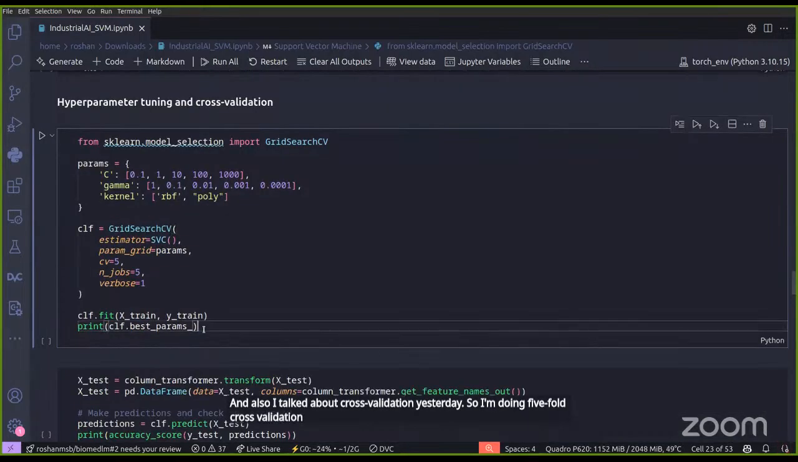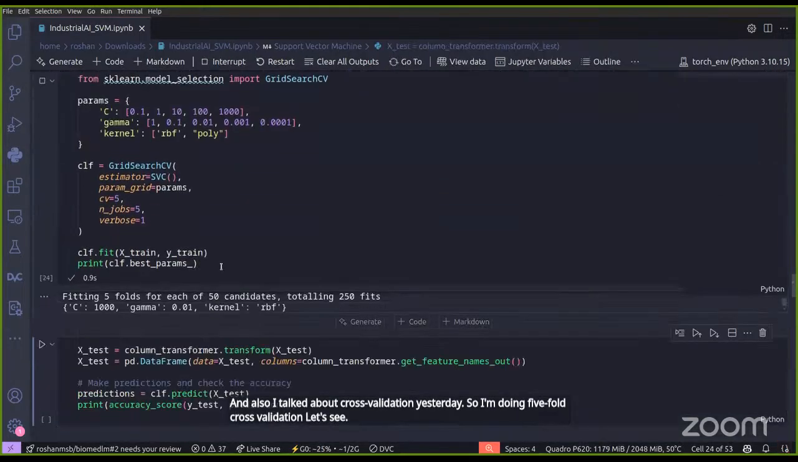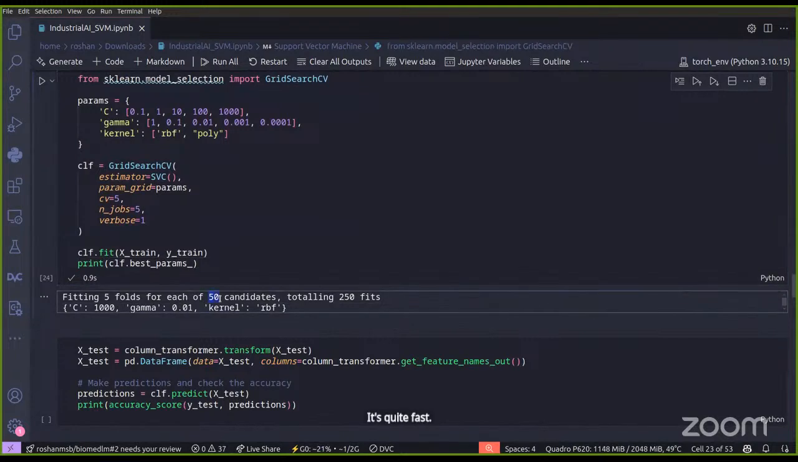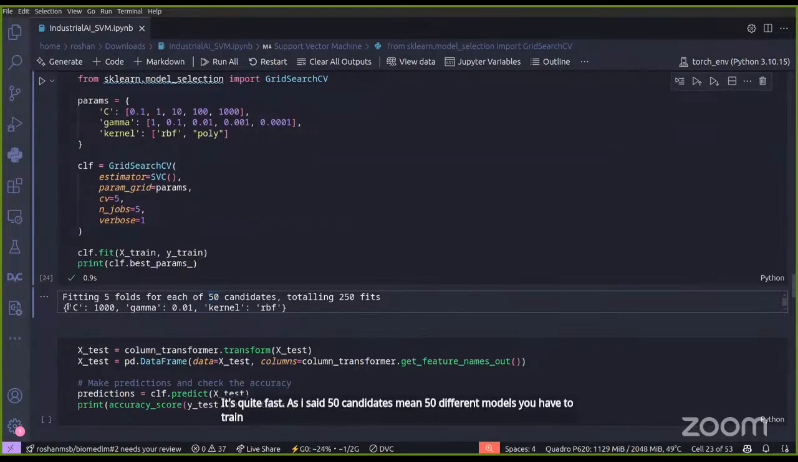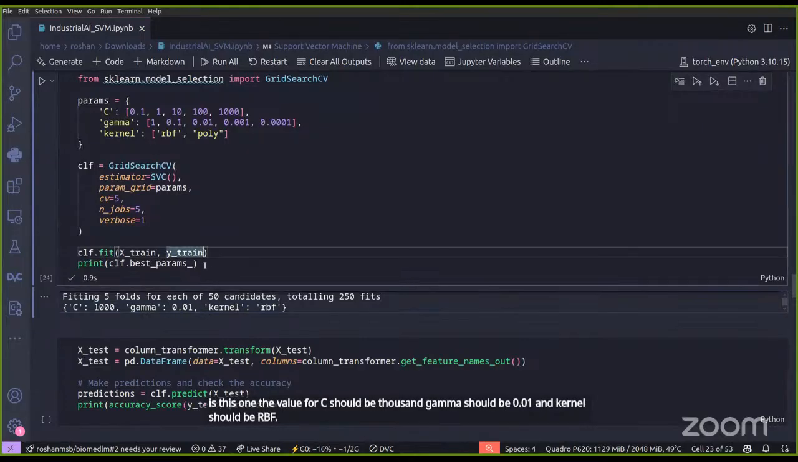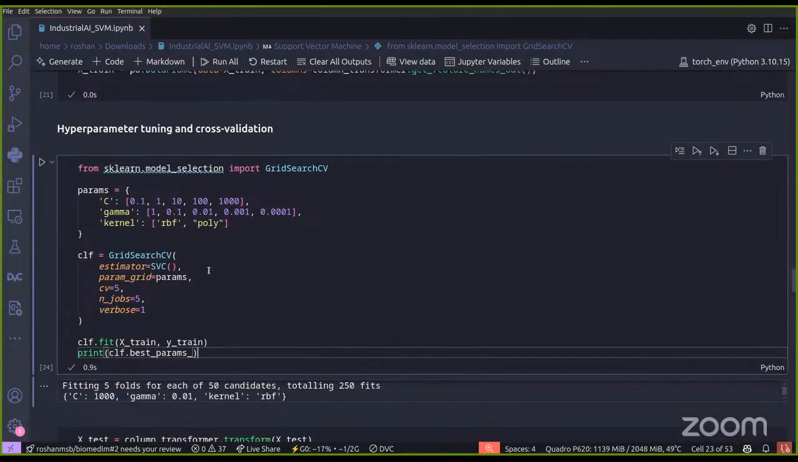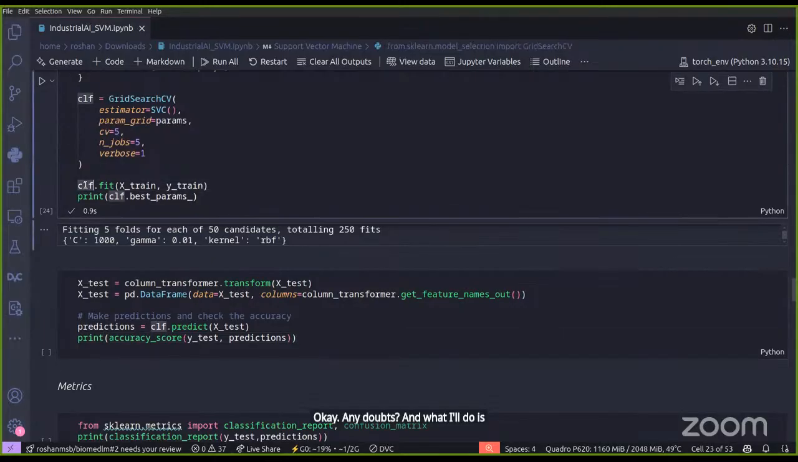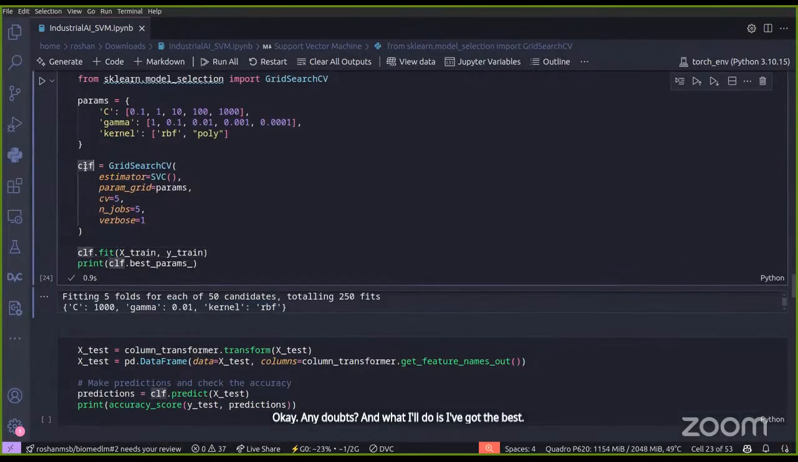Okay, let's see. See, it's quite fast. As I said, 50 candidates, I mean 50 different models you have to train. And after everything is done, the best possible hyperparameter combination is this one. The value for C should be 1000, gamma should be 0.01, and kernel should be RBF. Any doubts?